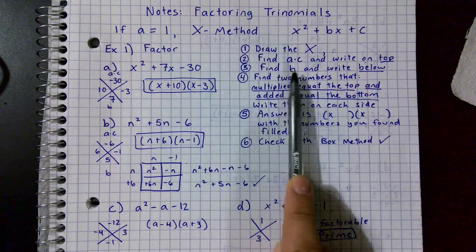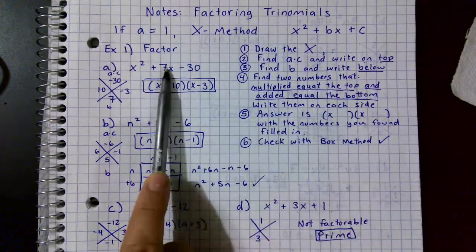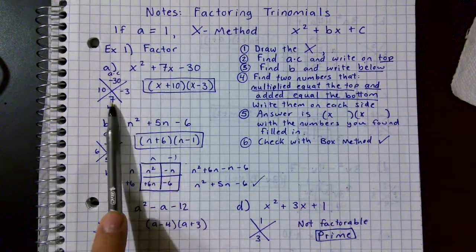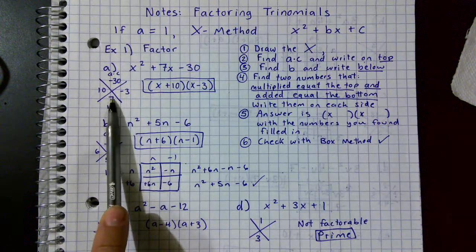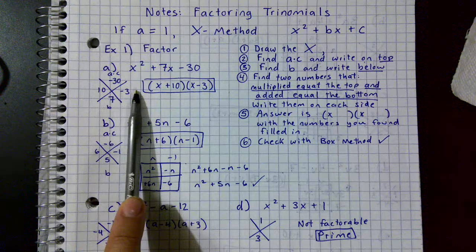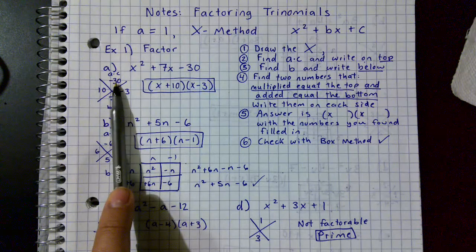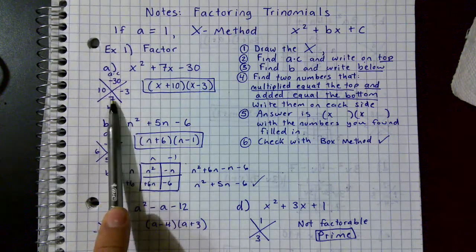Step 3, you're going to find b and write it below. b in this problem is 7, so you put 7 below. That is b. Now that you have the top number and the bottom number, you have to find two numbers that when you multiply them, you get negative 30, and when you add them, you get 7. And here is where you have to try a few combinations. You may not always get it the first time.